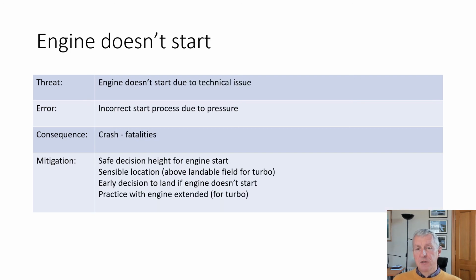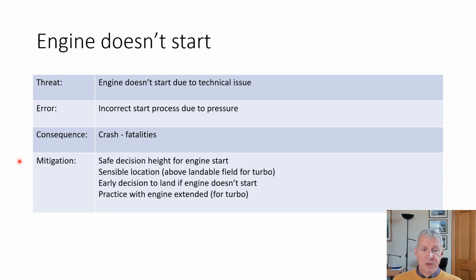And lastly, engines not starting. Sustainers in gliders are not hugely reliable, and it's not uncommon for them to not start because of a technical issue, or because people do the incorrect start process because of pressure. Some are relatively complicated to start. Others require you to fly at certain speeds, and if you don't do that, they won't start. And the consequence of that can be quite severe, particularly if people haven't been applying the rule of not relying on the engine, and people can crash with fatalities.